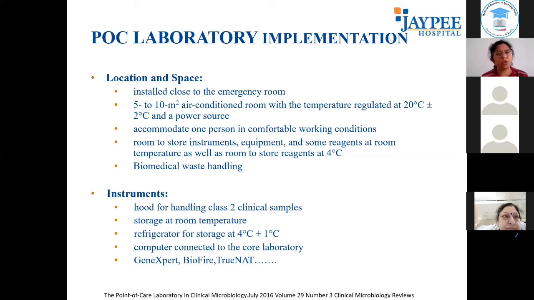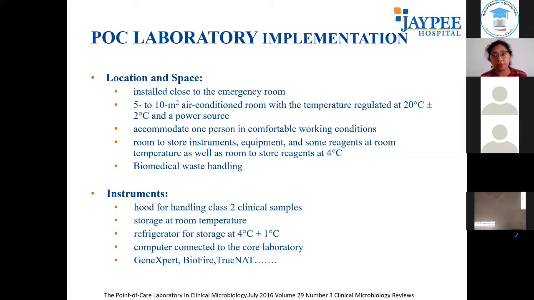So the location, you require to install it as close as possible to the emergency room. You should have decent air conditioning with a temperature quite similar to the lab, which should be 20 ± 2. You should be able to accommodate at least one person who works comfortably there and is able to immediately do the test, release, and manage it. You need the room, you should have a store, you need equipment, you need reagents, you at least require a fridge, a refrigerator at 4 degrees centigrade, and yes, the most important, the biomedical waste handling area, or bins to be placed, etc.